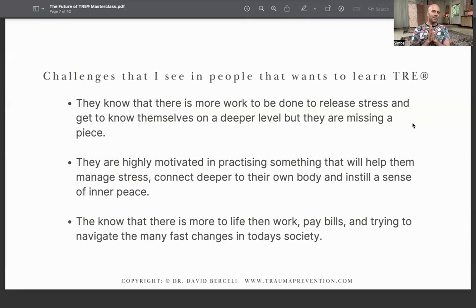So I see that there's a lot of challenges for people to discover something deeper, right? Like, is this it? Is this all there is to life? They want to go a little bit deeper, and they realize that they have glimpses of that place within themselves, but they don't really know how to come back into that.